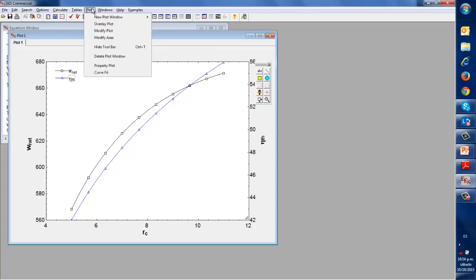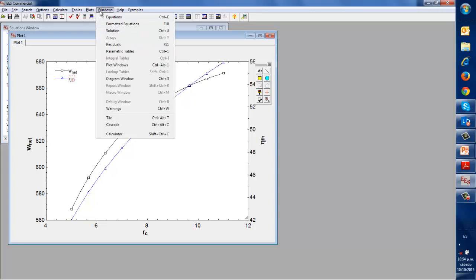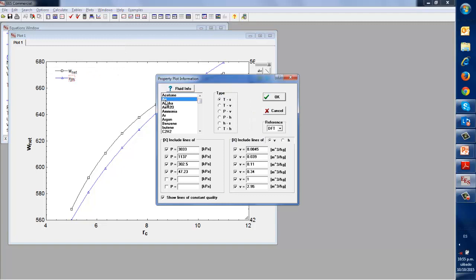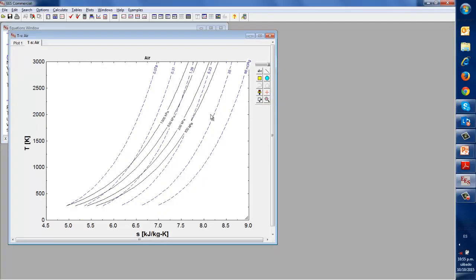Now, the second plot that we are asked to get is the property plot. We need to do the TS and PV diagram, so we're going to do it with the TS. You are required to do it with the PV and see what problems you might have. So I'm going to plot a property plot, and I will do it for air on a TS diagram, and I will leave the units of volume. So this is my graph.